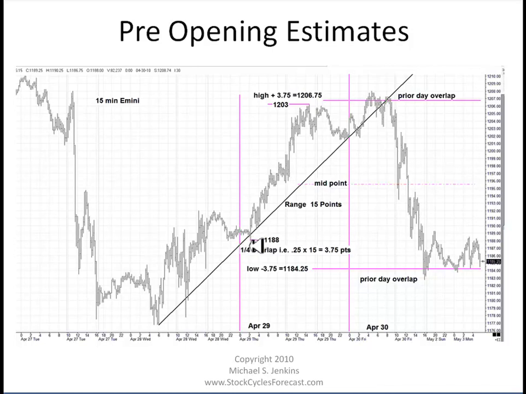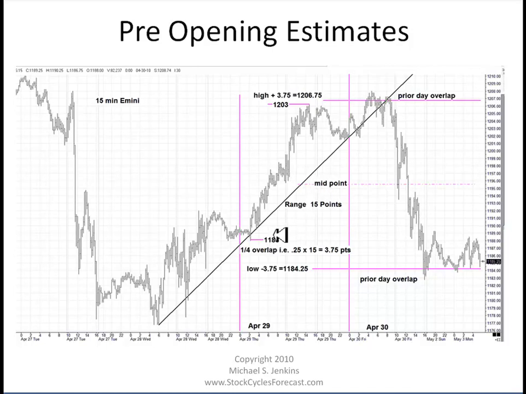This was the prior day. This was the low on a 15-minute chart. And the high yesterday, 1203. So we know the range was 15 S&P points. We can also calculate the midpoint, which is right here, and we'll project that out into the next day.